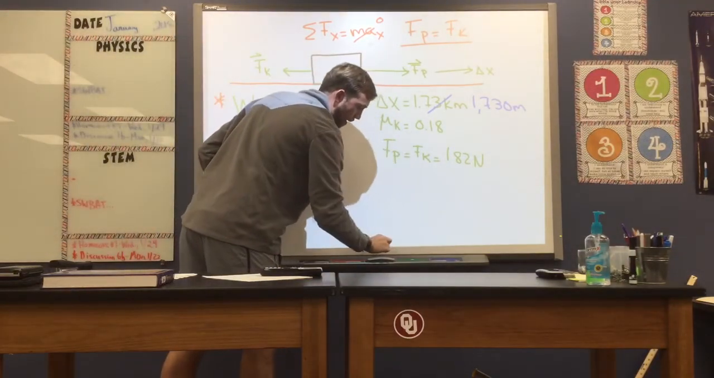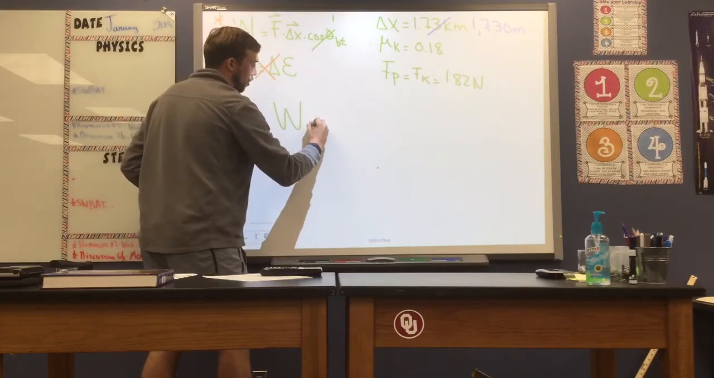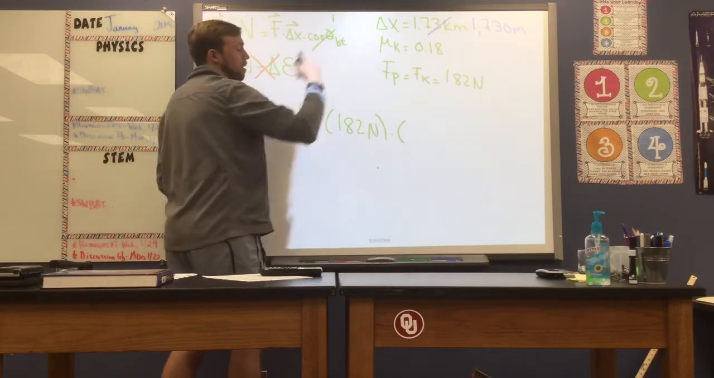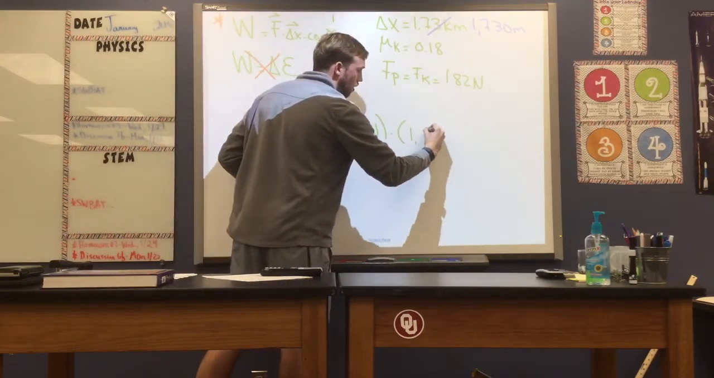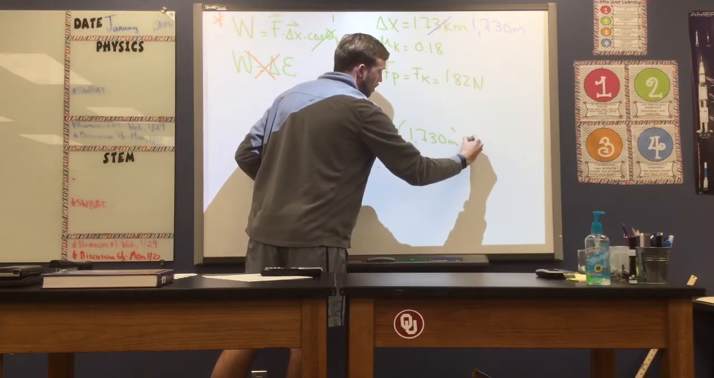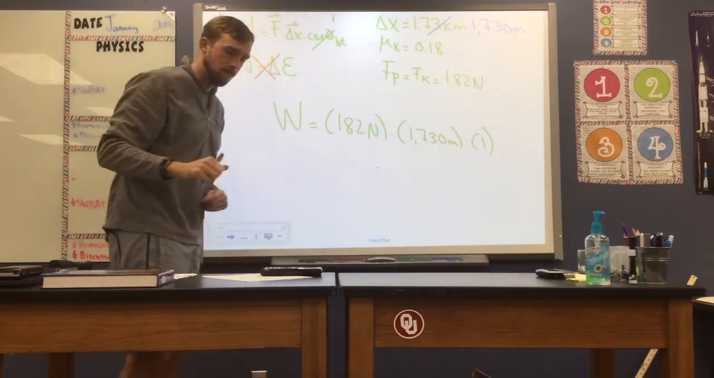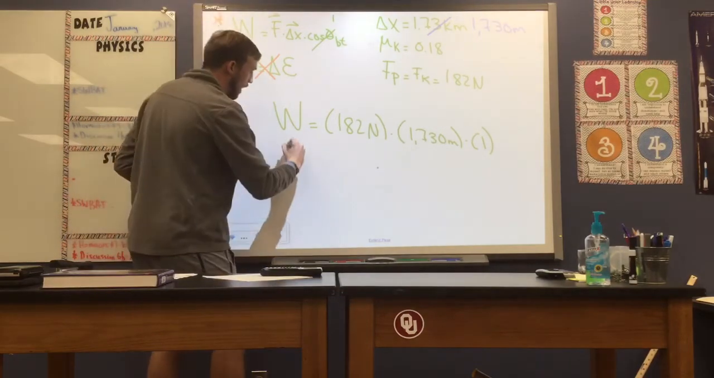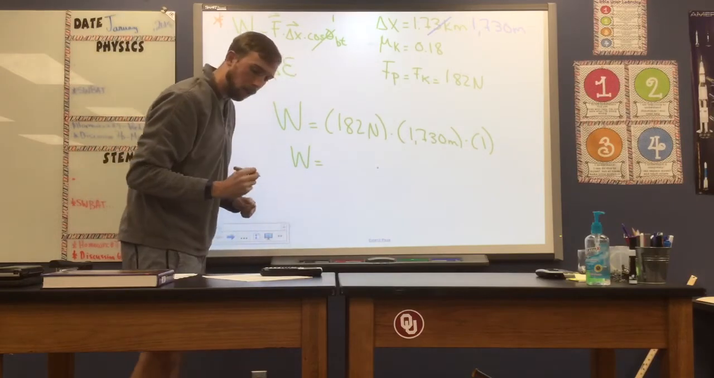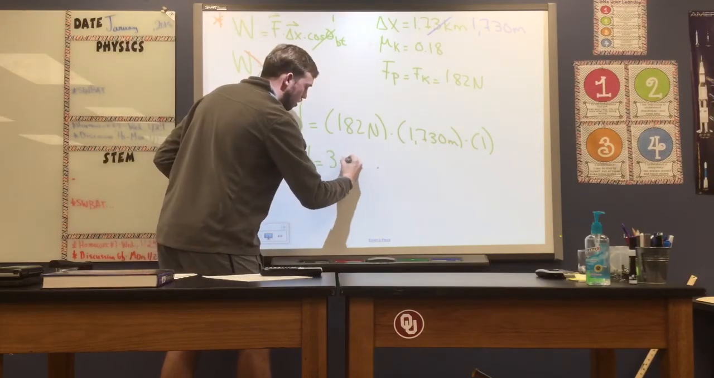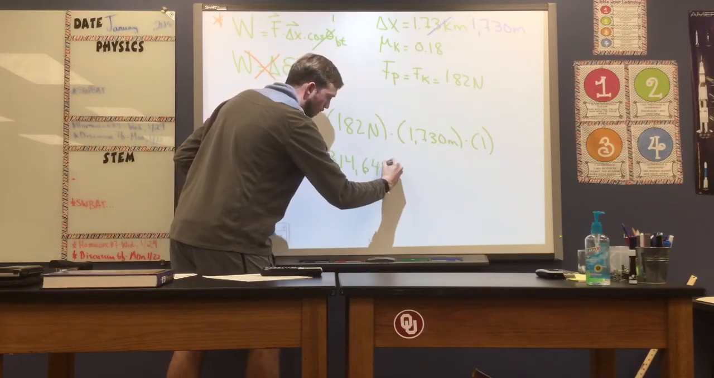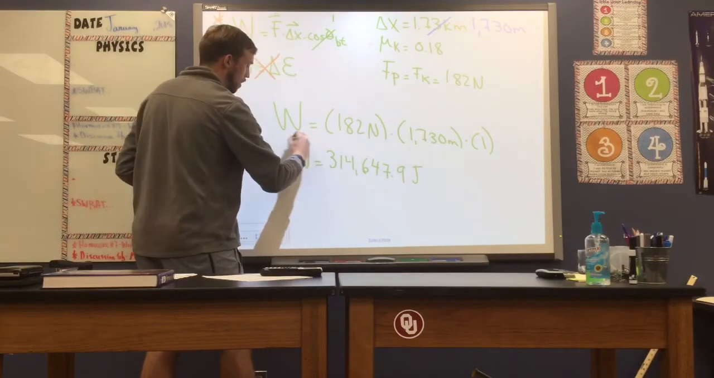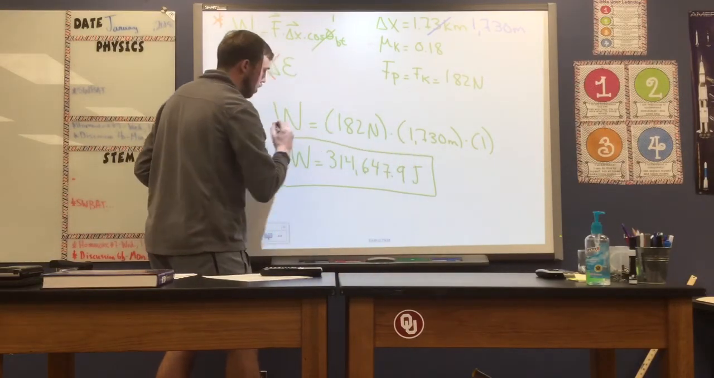So let's go ahead and take the values that we have, and solve for the work. Work is equal to our force applied, 182 newtons, times its displacement, how far the force is applied over, 1,730 meters, and cosine of 0 is just 1. So we'll take our value, force times displacement, and I get a value for the work done. That's pretty large, 314,647.9 newtons times meters. That gives me joules. There's my amount of work done.